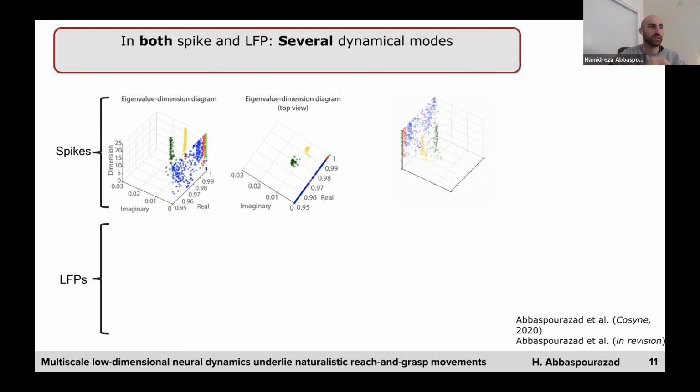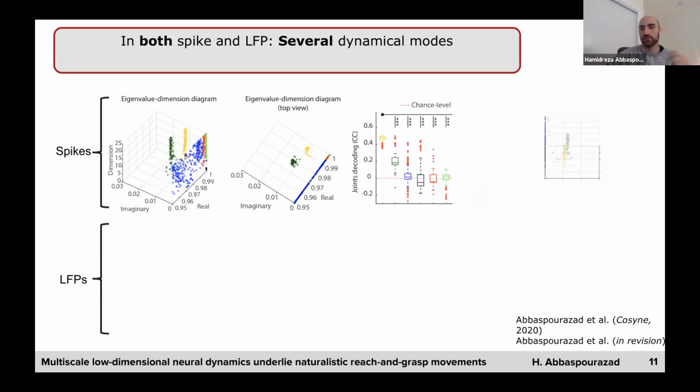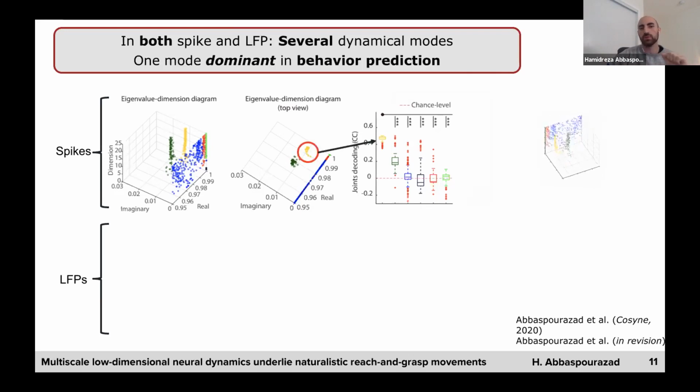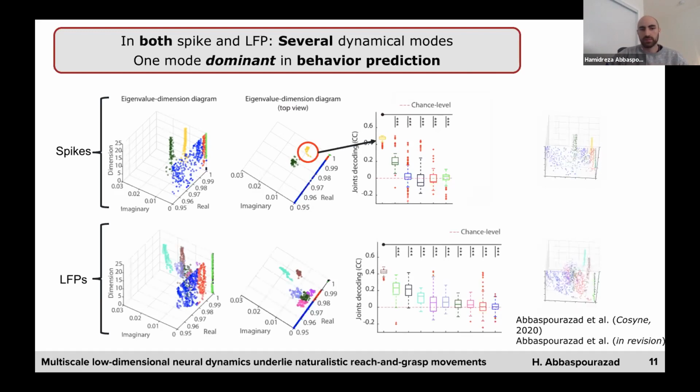Then the next question is, which dynamical mode was most predictive of the behavior? So we quantified the prediction accuracy of each of these dynamical modes, or dynamical latent state modes. Interestingly, in spiking network activity, one of them was dominantly predictive of behavior. We repeated the same analysis with LFP network activity. Again, we observed several dynamical modes in the LFP network activity, and interestingly, again, one of the modes was dominantly predictive of behavior.